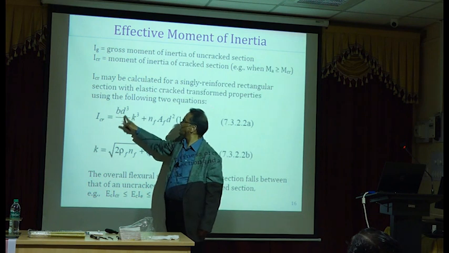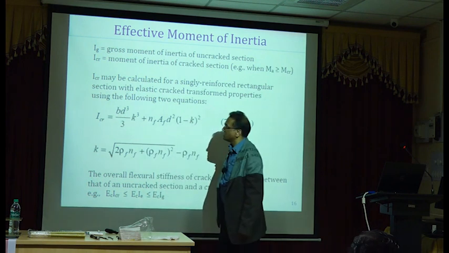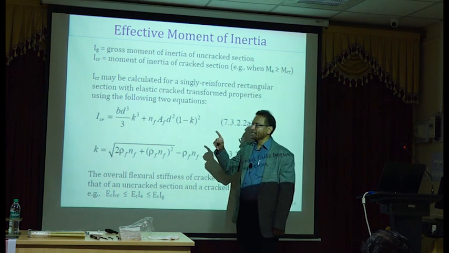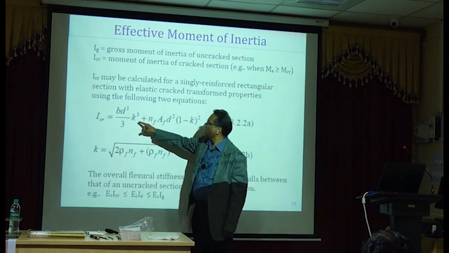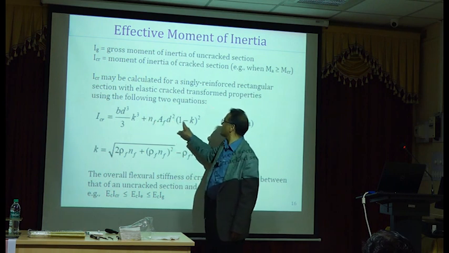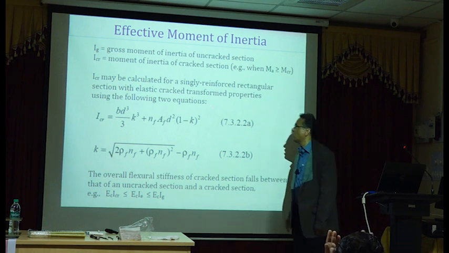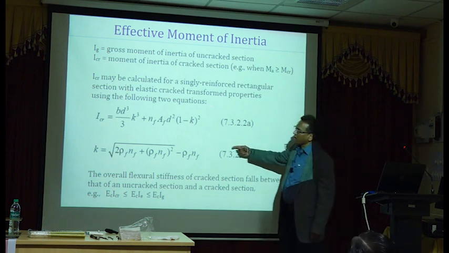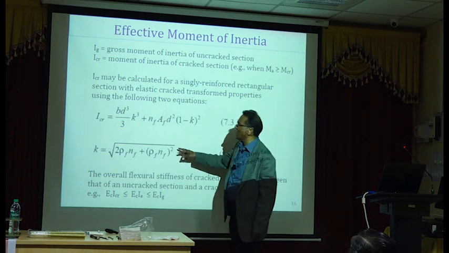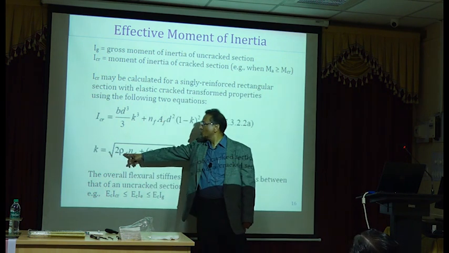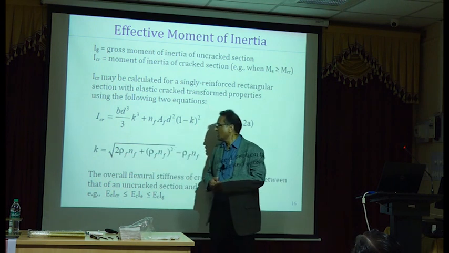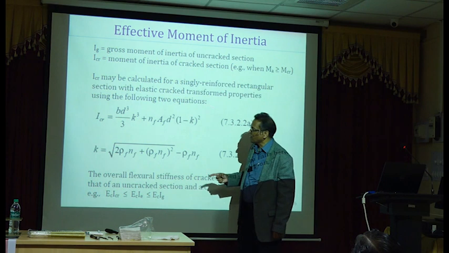It's b times d cubed over 3 times k cubed, which is the neutral axis factor under elastic cracked condition, plus n_f A_f times d squared times (1 minus k) squared. And that k factor, the depth to neutral axis factor, k equals the square root of 2 rho_f. Rho_f is not steel, but the FRP reinforcement ratio.